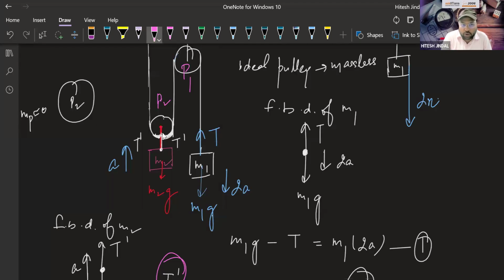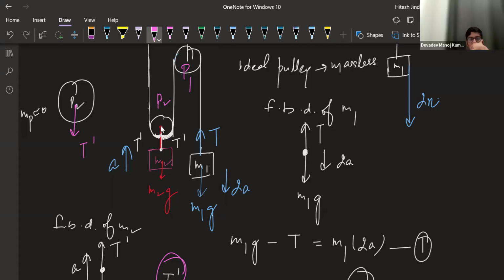Now this pulley is also attached with this. Attached or not? So if this is T dash, it is pulling this block with T dash. This part, this rod or string is also pulling this P2 with T dash or not? Well, you see, this is also connected with P2, right?